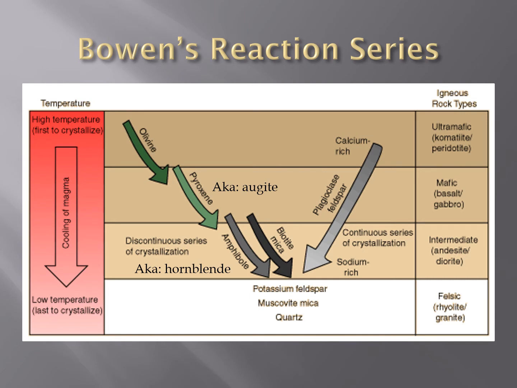So how are igneous rocks, or the different types of rocks, created? They're categorized based on the different types of minerals that are present and where they cool, and we get different minerals at different depths. What we have here is Bowen's reaction series, and we have different types of igneous rock types. On the far right, we have ultramafic, mafic, intermediate, and felsic.